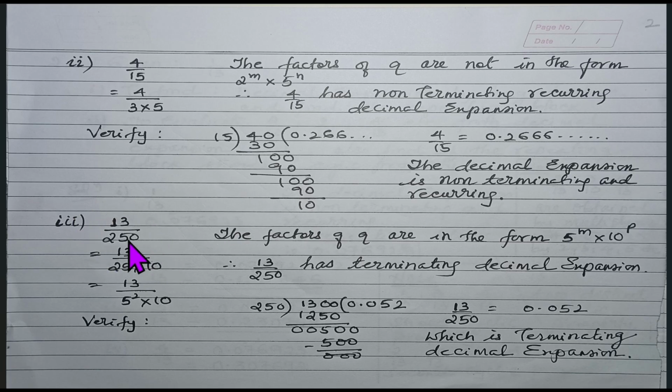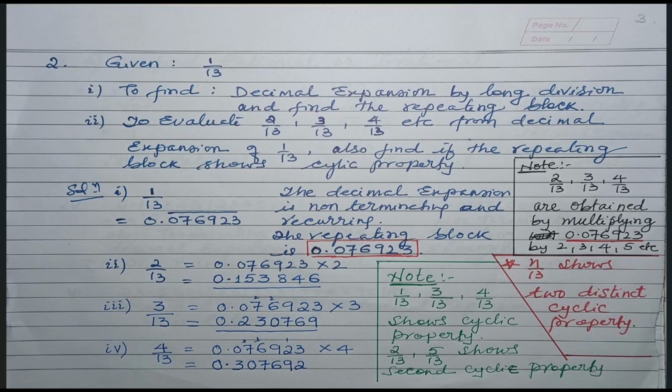Now if you take the next rational number, that is 13 by 250, again the common factor is 1 here, therefore 13 and 250 are co-primes. Now the factors of 250 are 25 into 10, that is 5 square into 10. It is of the form 5 raised to n and 10 raised to p. That means it satisfies the condition, and therefore 13 by 250 has a terminating decimal expansion, and we can verify it by dividing 1300 by 250. We get 0.052, and therefore it confirms that the type of decimal expansion of 13 by 250 is a terminating decimal expansion. So please remember that.